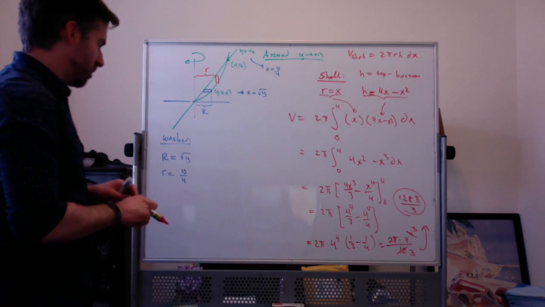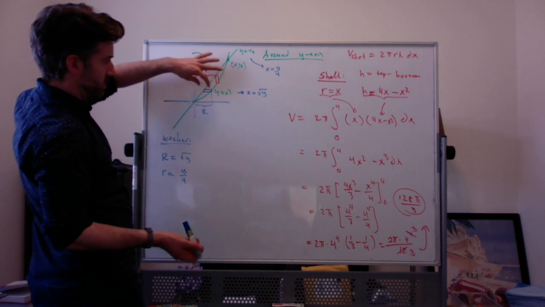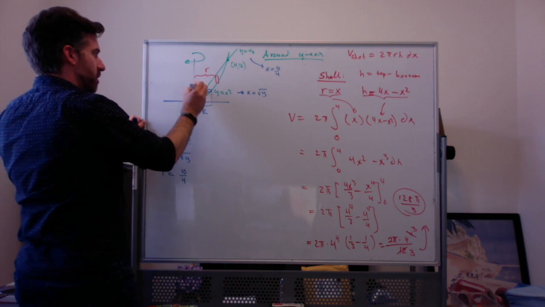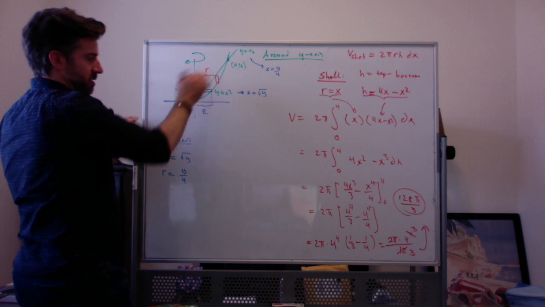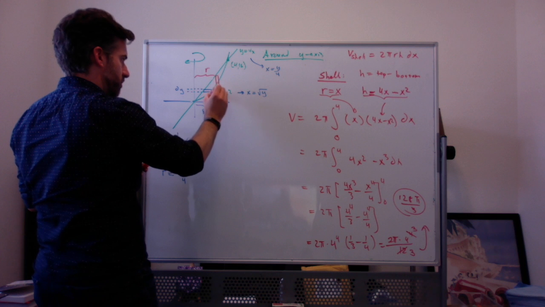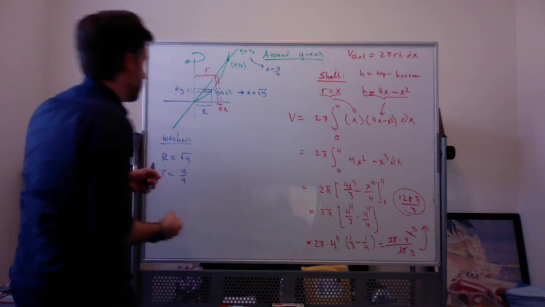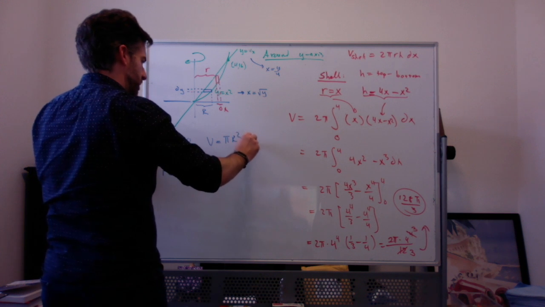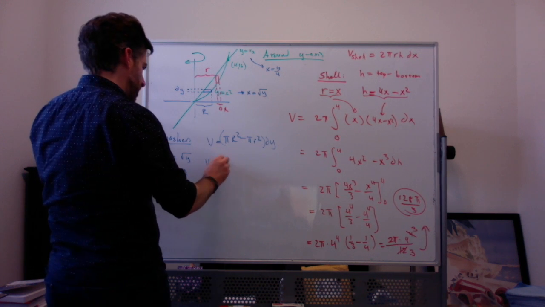And I should get the same thing using the washer method. Since my strip is perpendicular to my axis of rotation, it's a horizontal strip, and I know I have to be using dy, because the thickness of that strip is a small change in y, just like the thickness of this vertical strip is a small change in x, a dx. So for the washer method, the volume is pi times big R squared minus pi times little r squared, all times dy. So the total volume is going to be the integral.